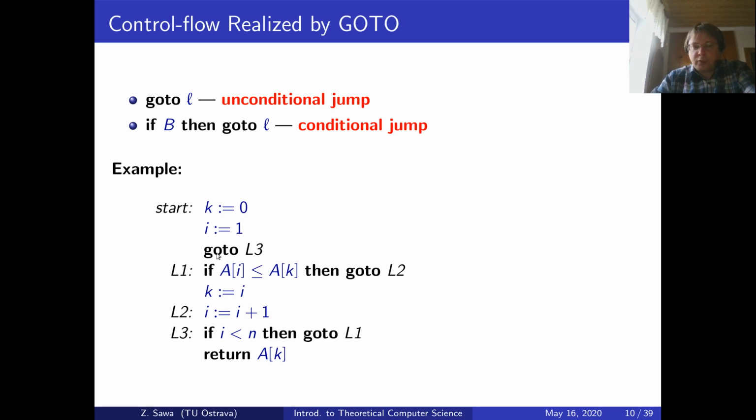So this go-to means that instructions could be denoted or marked with a given label, and the computation will continue on the given label. If there is go to L3, the next instruction is this one. So if this is evaluated and if it's true, then the next instruction will be this one, or if it's false, then the next instruction will be this one.